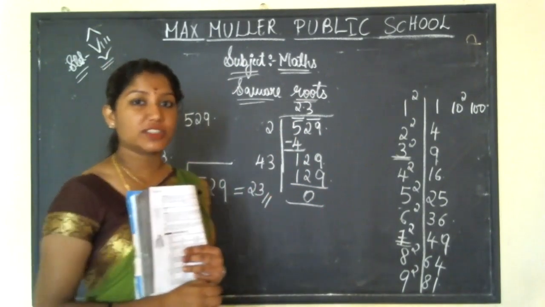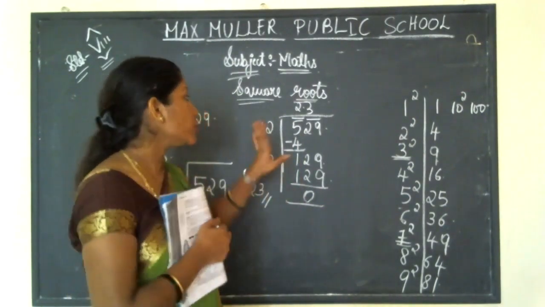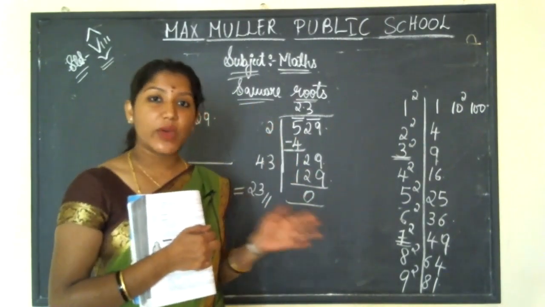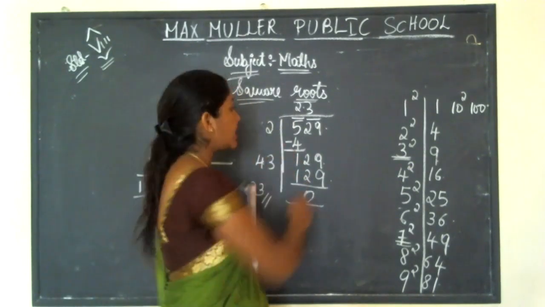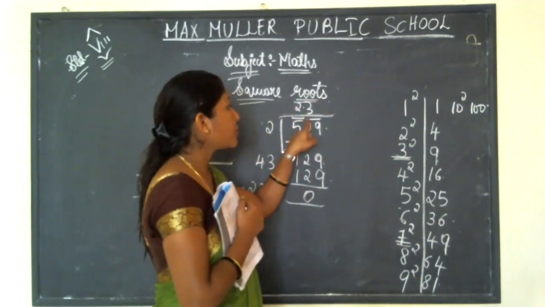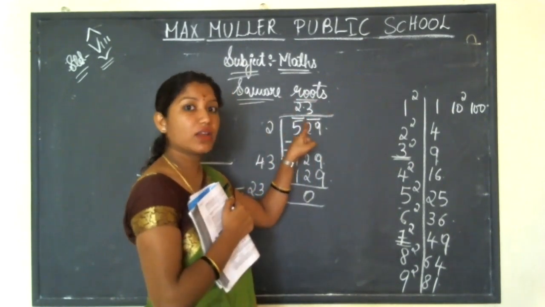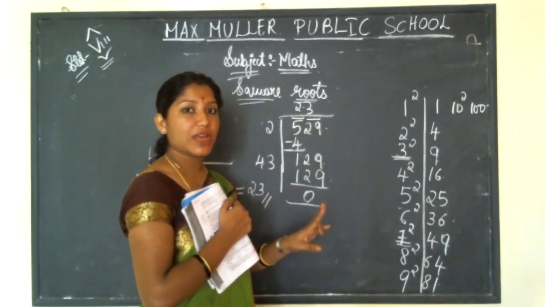Hope all understood this? See, it's a very simple thing. Just you have to know the square numbers for this. That's all. See, what you are doing here is, the number is 529. So you are first grouping it, or you are pairing the numbers. First two numbers you have to pair.